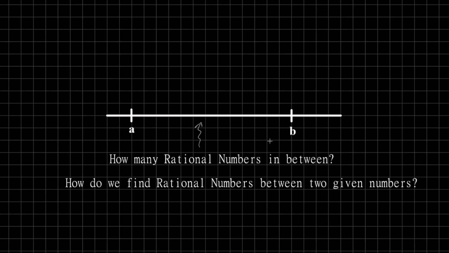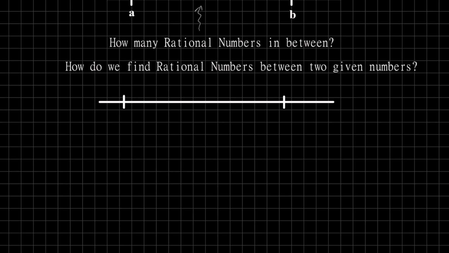Before we start doing that, let me ask you a quick question. If I ask you how many whole numbers are there between 3 and 7, you can easily count them. It's 4, 5 and 6. There are exactly 3 numbers. But if I ask you how many rational numbers are there between 3 and 4, you might feel stuck? Let's figure it out.